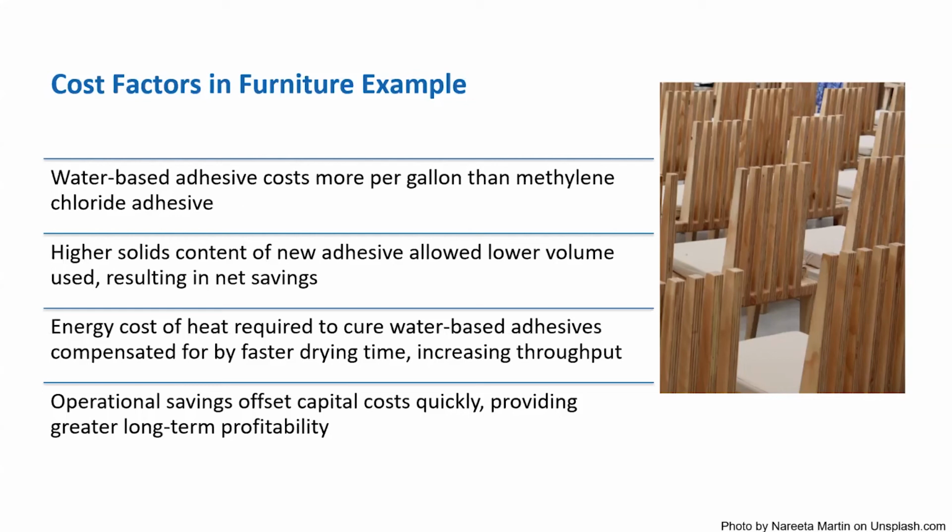This company found that the operational savings realized by this new system paid for capital costs quickly, providing greater long-term profitability. To be clear, the motivating factor for change in this example was the increased regulatory requirements for continued use of methylene chloride. But prompted by the regulations, the company looked for innovations that would meet the reduced hazard objective of the revised regulations, as well as meeting their business profitability objectives, and they succeeded.